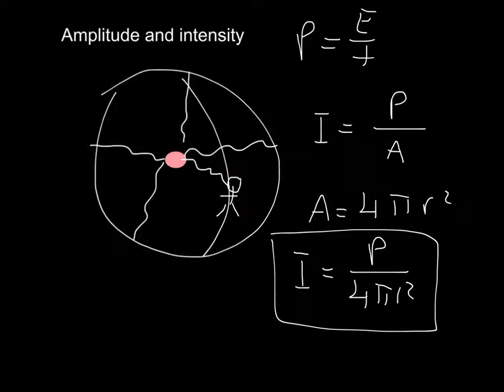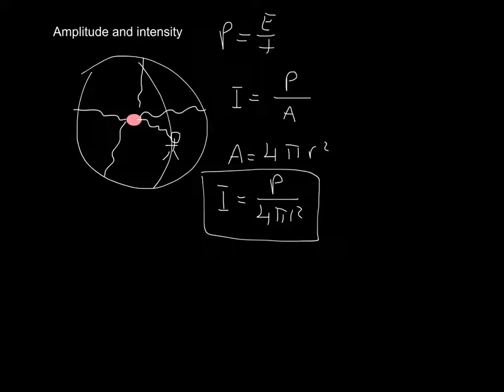And what's really important about this result is that it goes down with r squared, where r is the distance to the source. So basically what we just found out is that if my source is transmitting in all directions, then the intensity that I'm going to get is going to be proportional to r to the minus 2. So when I double the distance, the power gets divided by 4. When I quadruple the distance, then the power gets divided by 16, and so on.